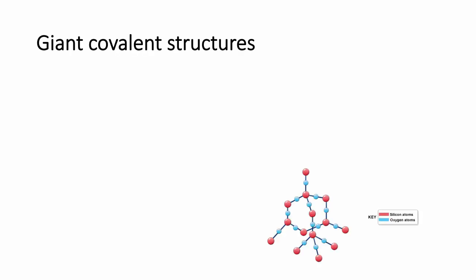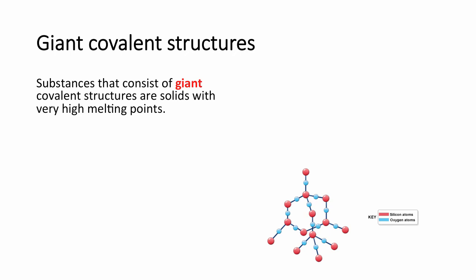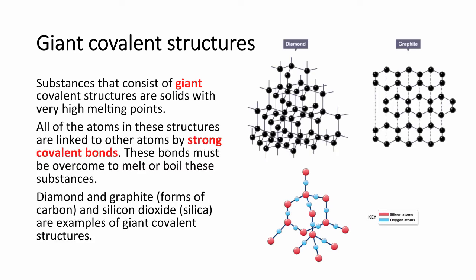Giant covalent structures. Substances that consist of giant covalent structures are solids with very high melting points and boiling points. For example, silica, SiO2, diamond and graphite. Now in these cases all of the atoms in these structures are held together by strong covalent bonds. There are no weak intermolecular forces in diamond, and therefore the covalent bonds need to be broken, so it requires a lot of energy. Diamond and graphite are forms of carbon, and silicon dioxide or silica are all examples of giant covalent structures.